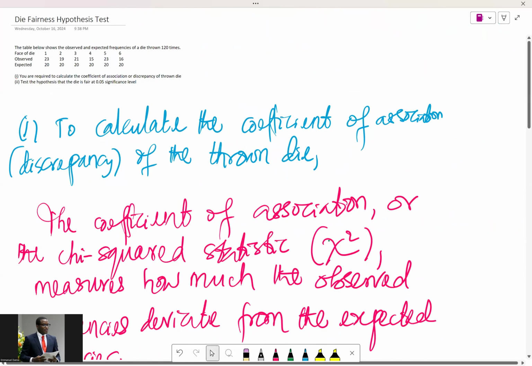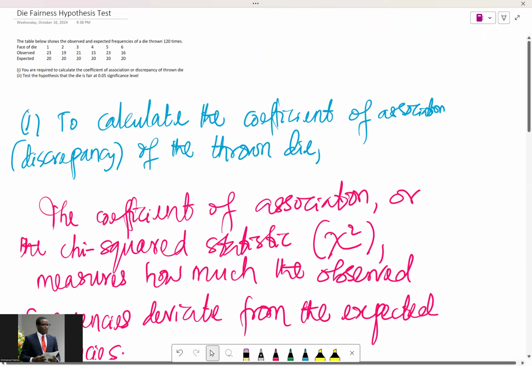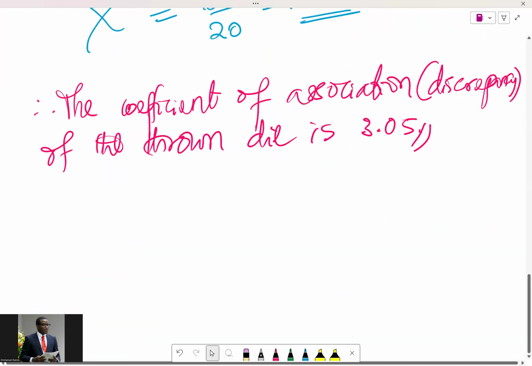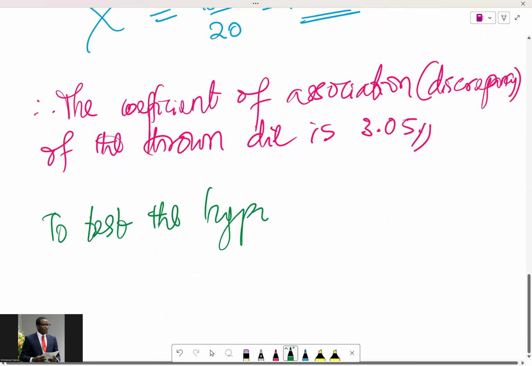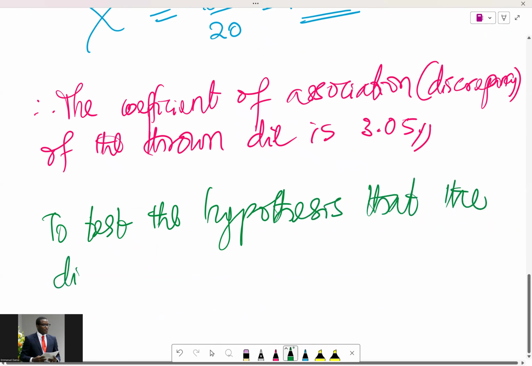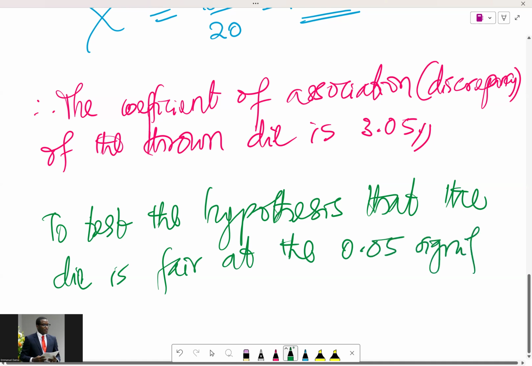So let's go for the next part of the question. It says, test the hypothesis that the die is fair at 0.05 significance level. So to test the hypothesis that the die is fair at the 0.05 significance level.